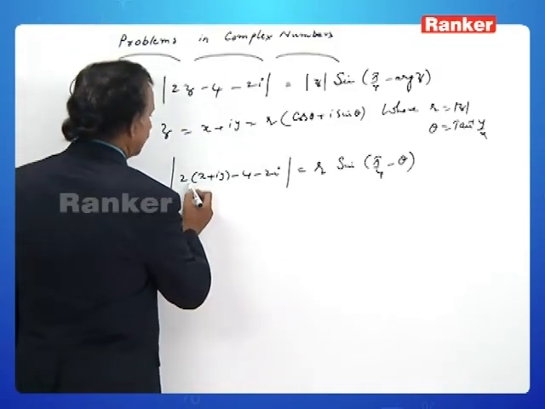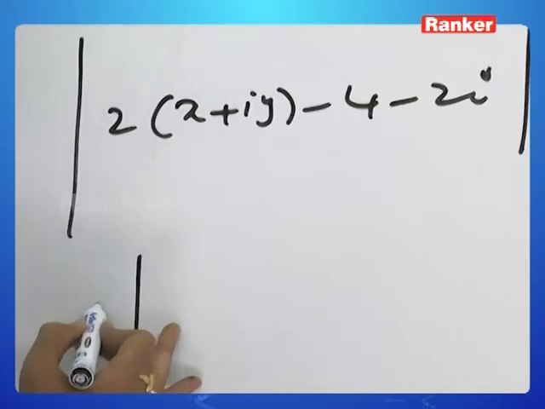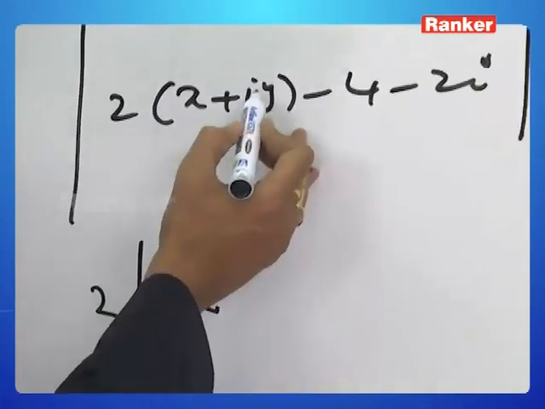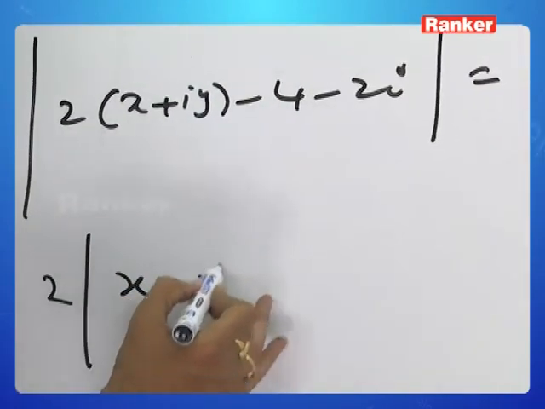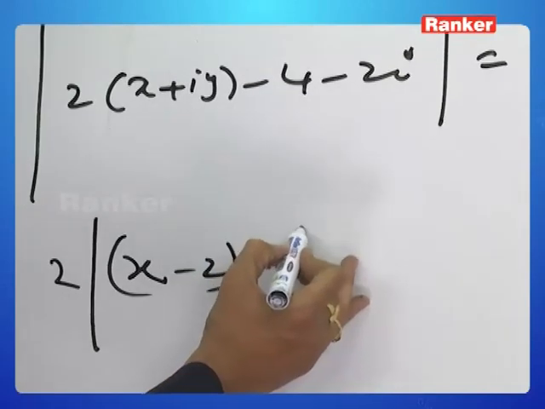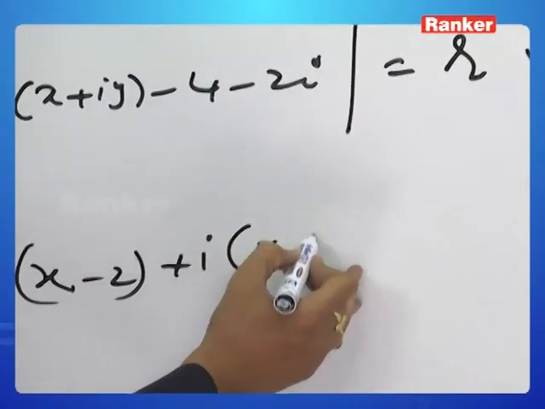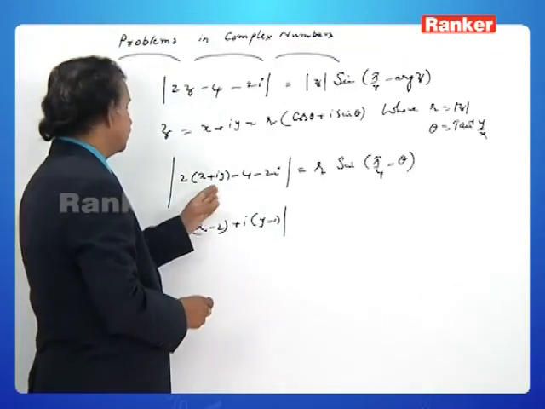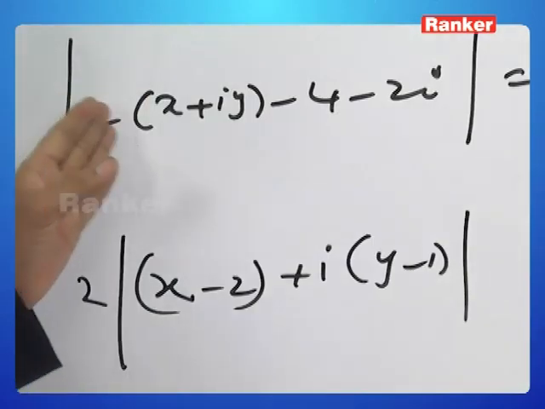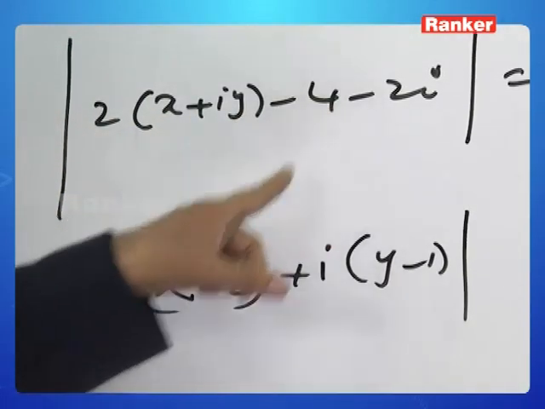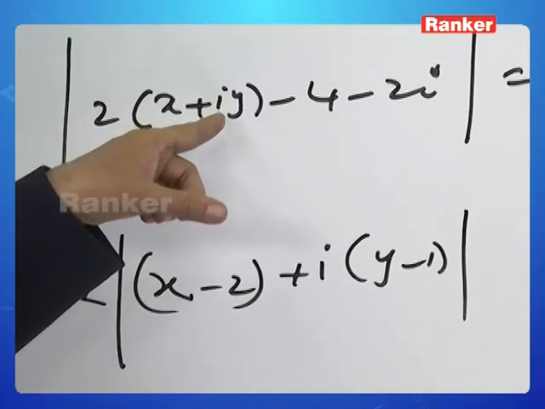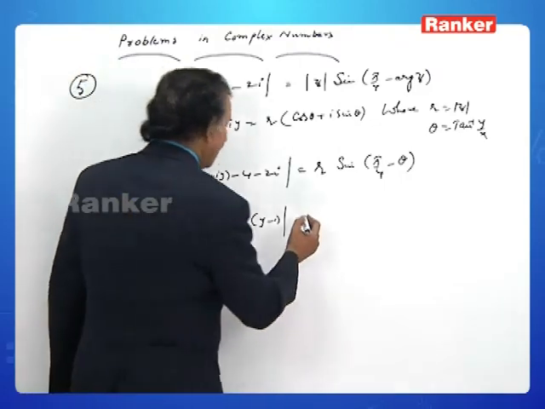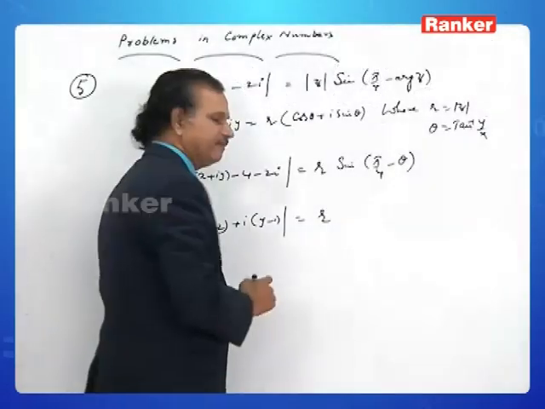Modulus of 2, let me get 2 out, so that x minus 2 plus i into y minus 1, isn't it? 2 I've got out as a common factor. 2, this is x minus 2 plus i into y minus 1. 2 is got out, isn't it? Is equal to r into sine of pi by 4 minus theta.